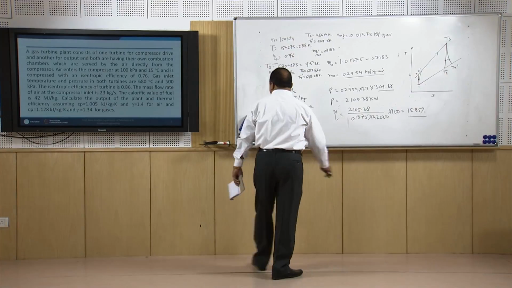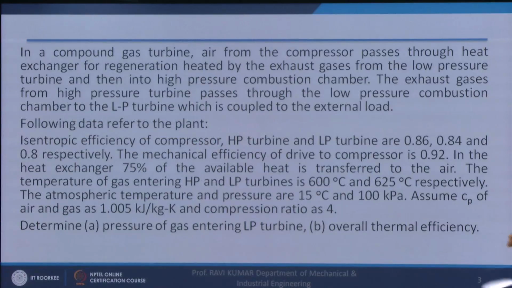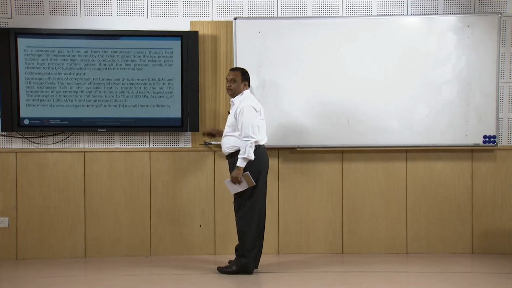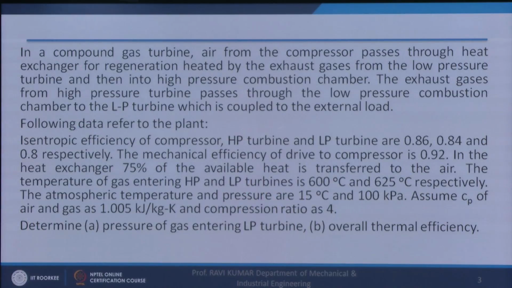Okay. Now, after this, we will take up another numerical which is based on the reheat cycle. I will read the problem statement: in a compound gas turbine, air from the compressor passes through a heat exchanger for regeneration, heated by the exhaust gases from the low pressure turbine, and then into the high pressure combustion chamber. The exhaust gases from the high pressure turbine pass through a low pressure combustion chamber to a low pressure turbine which is coupled to the external load. It means in this problem there is reheat and regeneration, right.